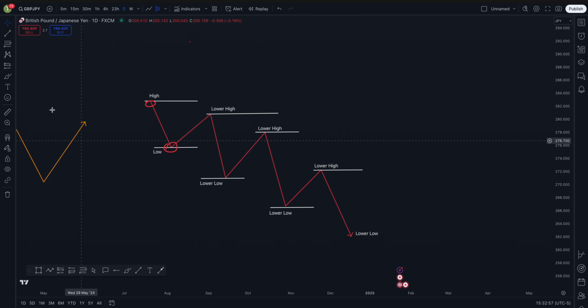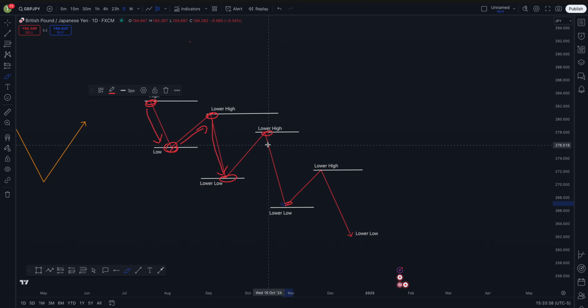So now we realize that in this move, price starts here at a high. It moves down, creates a low. It moves back up. Then it creates a lower high because this high is lower than this high. Then it moves down and breaks this previous low, and creates a lower low. And then after creating this lower low, it pulls back and creates a new high, but this high is still lower than the previous high, which makes this a lower high.